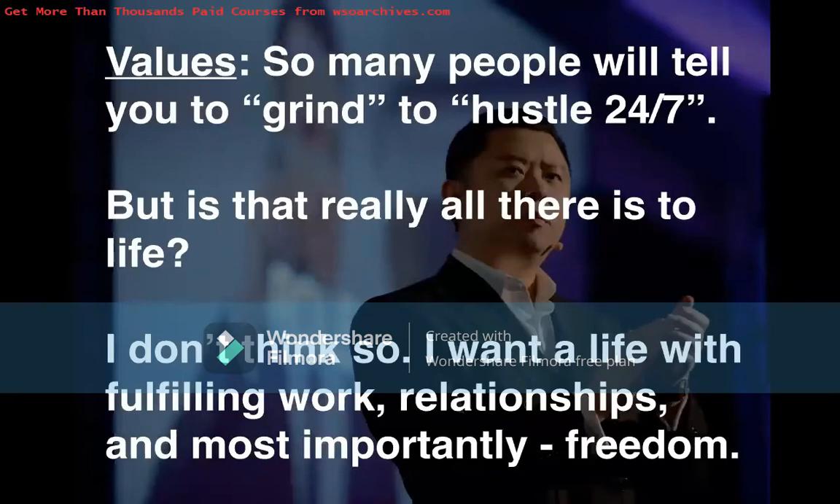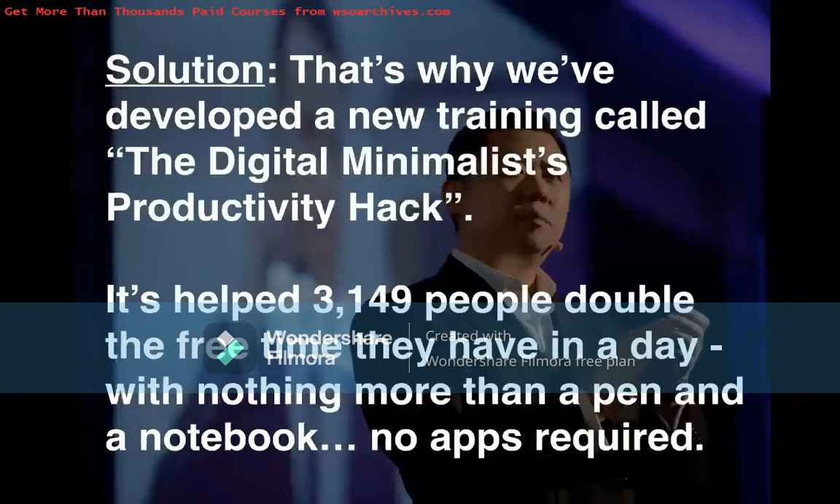Okay, good. Let's get to solution. That's why we developed a new training called the Digital Minimalist Productivity Hack. It has helped 3,149 people double the free time they have in a day. Nothing more than a pen and a notebook. No apps required. It's the same solution as the other one. The same solution.